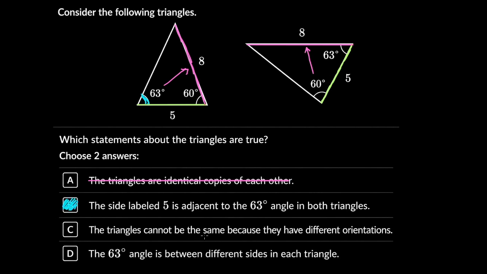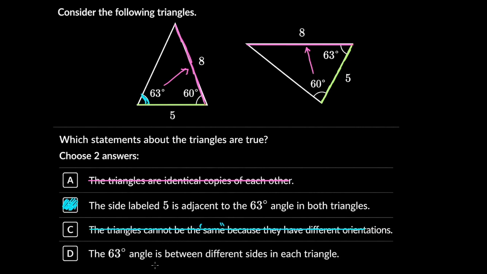The triangles cannot be the same because they have different orientations. No. You can definitely rotate things around and still say that these triangles are the same. I guess it depends on how you define same. But usually in geometry, you'll say that these triangles are congruent, and in the future we'll use words like congruence. But you can reorient themselves and they're still the same. So I do not like that choice. So let's hope that D actually works.